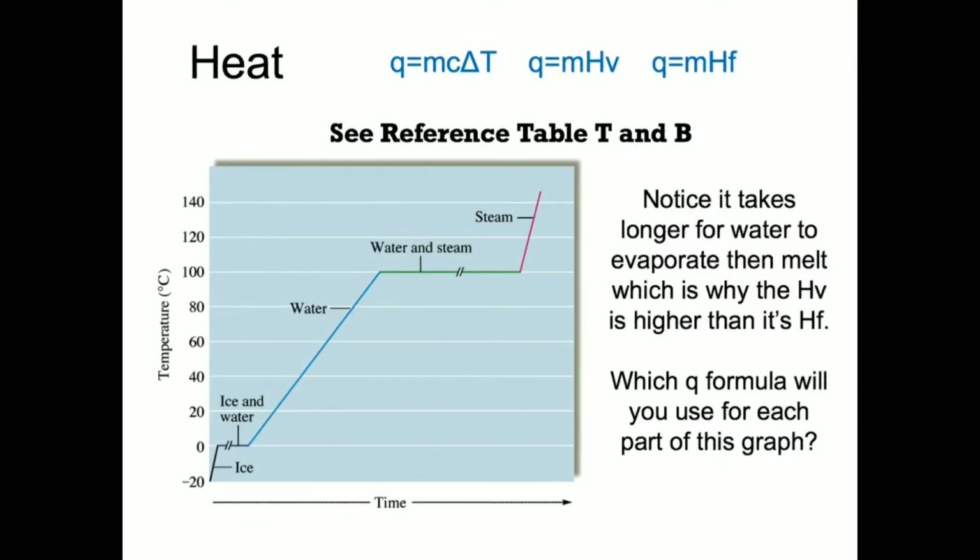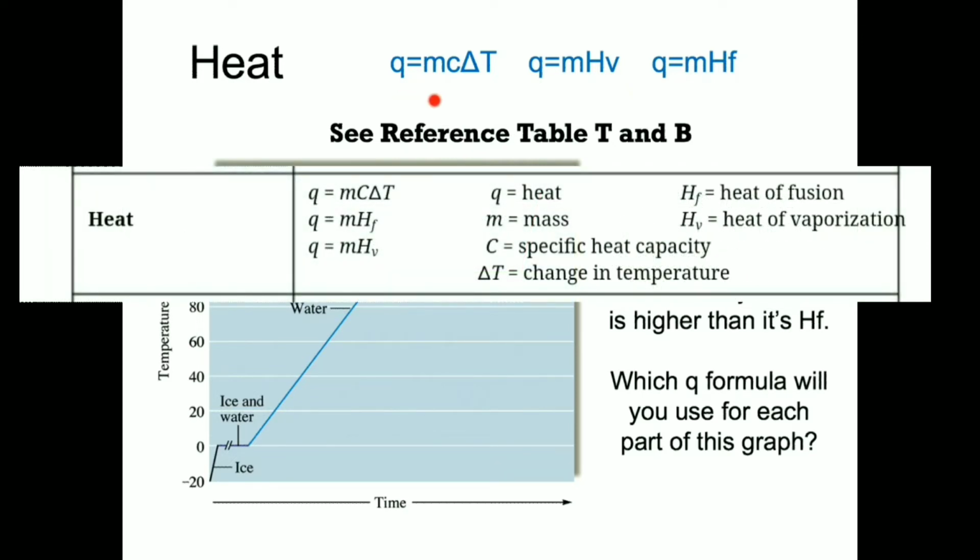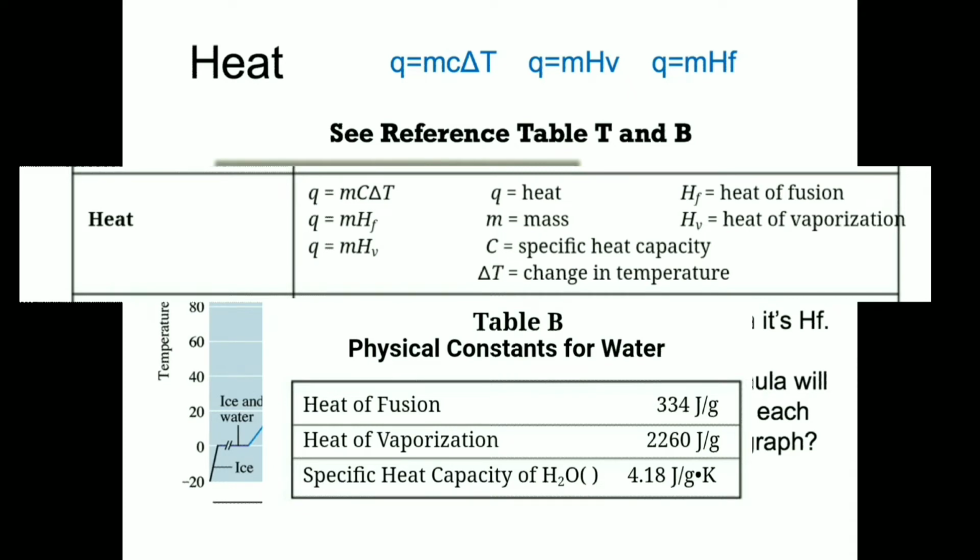For each word problem or heat calculation, we are going to be using one of three formulas. These formulas are found on reference table T. Reference table T has to be used in conjunction with reference table B, as each equation has a constant found on reference table B. That constant is underlined here in red. It is either C, the specific heat capacity of water, H sub V, the heat of vaporization, or H sub F, the heat of fusion.